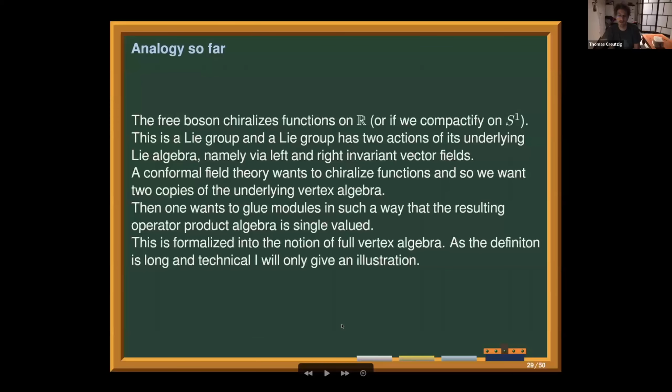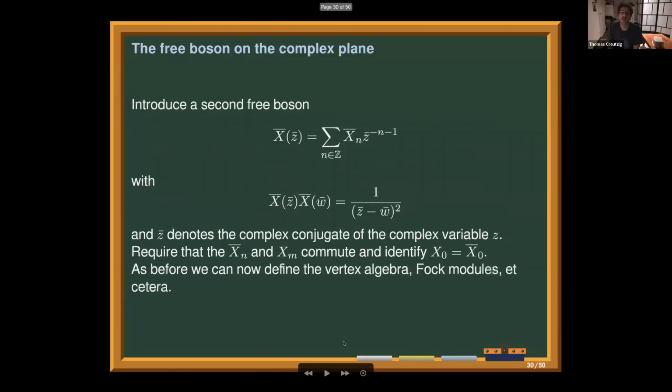All I will do now is continue by describing the free boson in the spirit as before. Lie theory tells us I need two actions of differential operators, a left action and a right action. So that means I now define two copies of a vertex algebra of a free boson. I already defined the field x of z, and now I define a second field which I call x bar of z bar, where I think about z bar as the complex conjugate of the variable z. And I require everything to be the same.